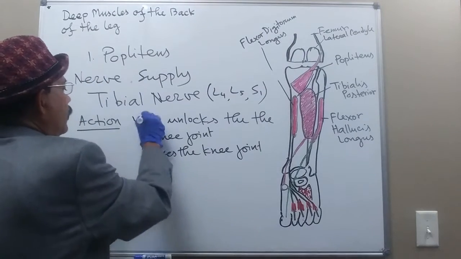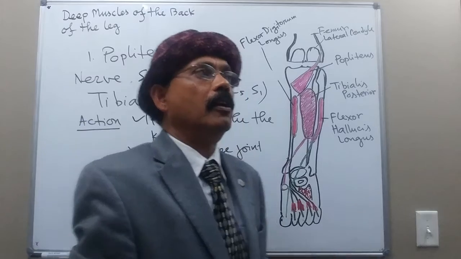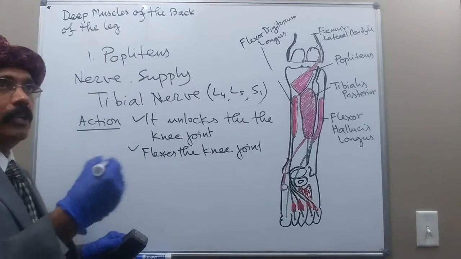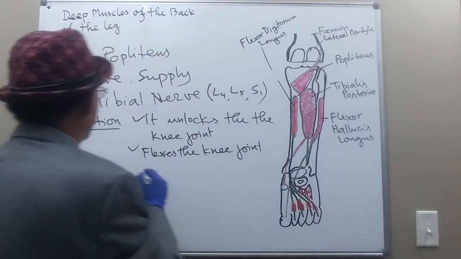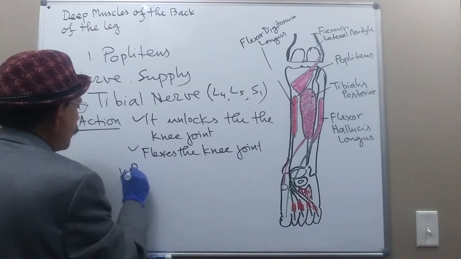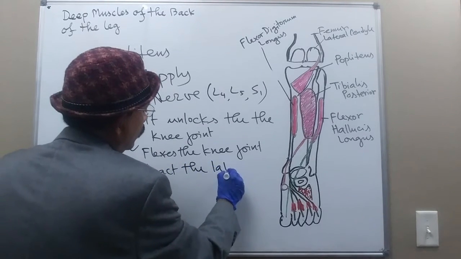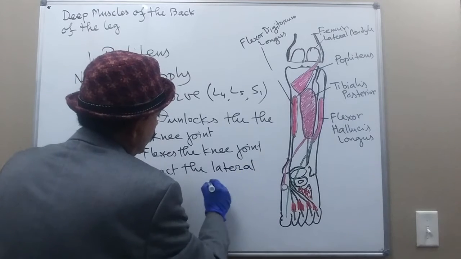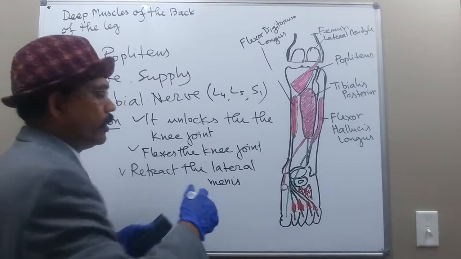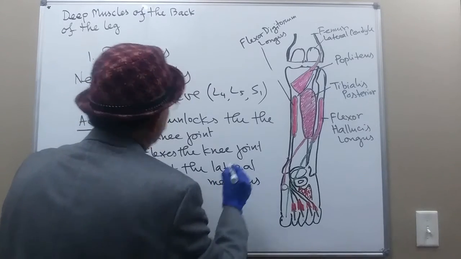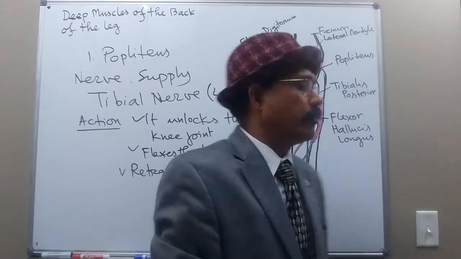Then another function: it protects the lateral meniscus. It retracts the lateral meniscus, so it prevents the lateral meniscus from being crushed. So the lateral meniscus does not crush due to the movement of the knee joint. Okay, we got the Popliteus muscle.